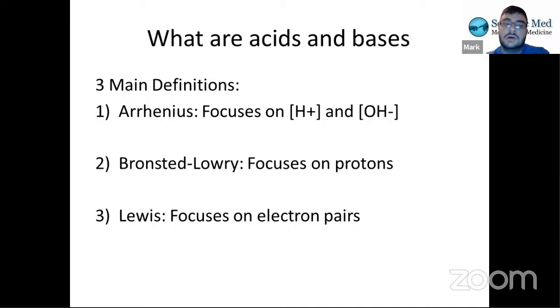Very simple. Then there's the Bronsted-Lowry definition, which focuses on protons rather than specifically H+ and OH-. If you know, H+ is a proton, so the definition of acid is actually the same in Arrhenius and Bronsted-Lowry, pretty much. But the difference comes in bases, where in Arrhenius it says it's specifically something that has OH-, whereas in Bronsted-Lowry it's more on a proton acceptor.